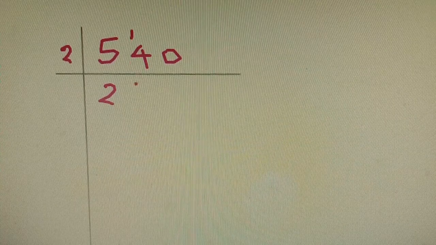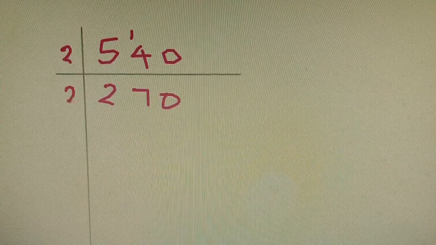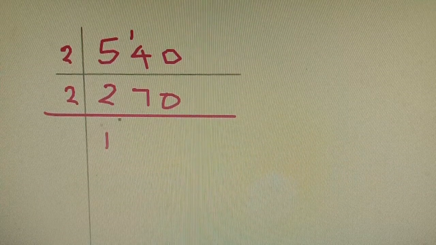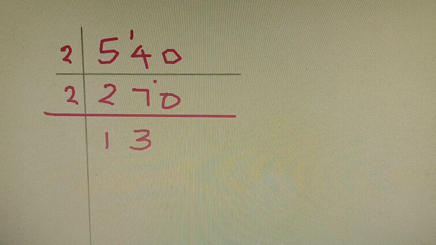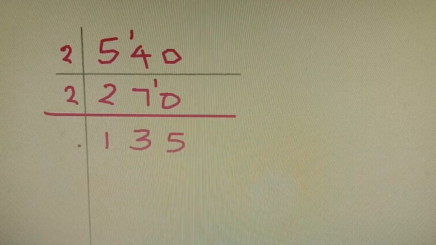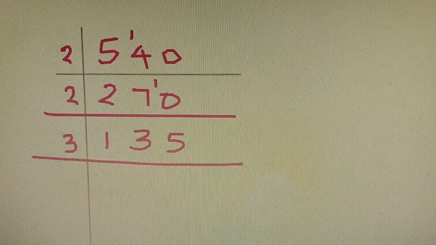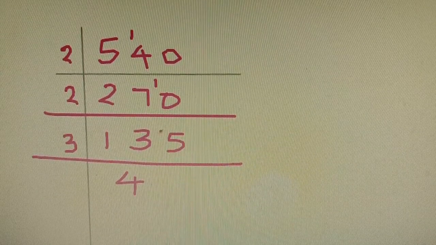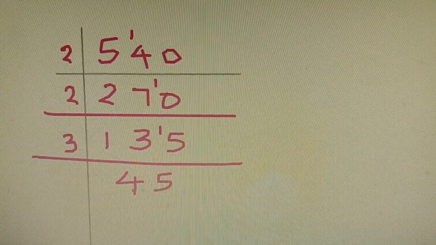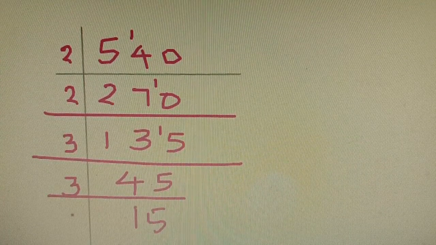Now by 3 we can do, 1 plus 3, 4 plus 5, 9. So with 3, 135: 4 3's are 12, then carry 1, 40, 15, so 5. Once more with 3, that is 15, then with 3, that is 5, then by 5, 1. So here we can see 2 2's, so 2 square, then 3 3's, so 3 to the power 3, and 1 5. So the answer is 2 square into 3 to the power 3 into 5.